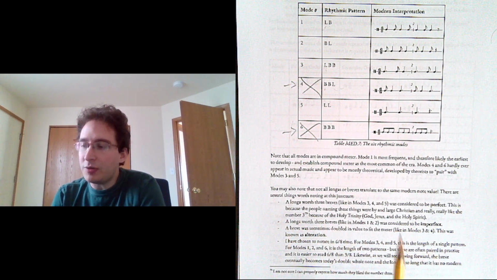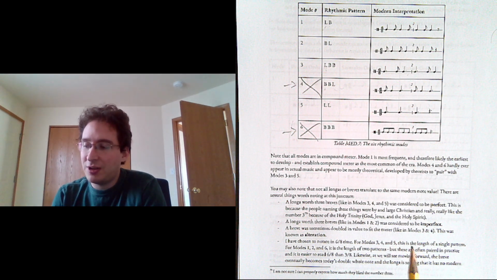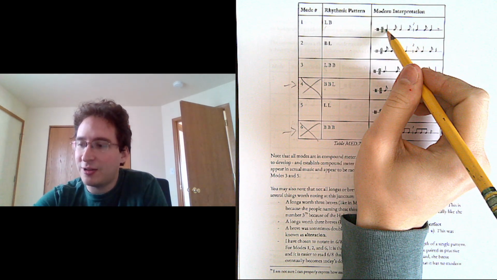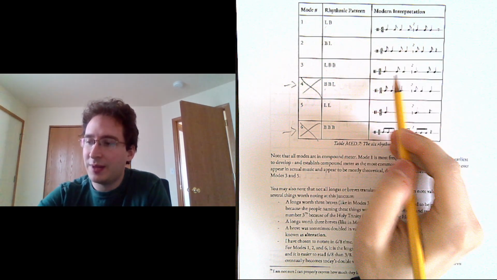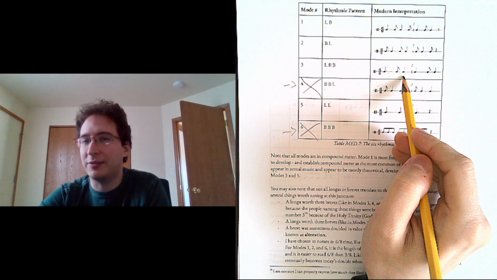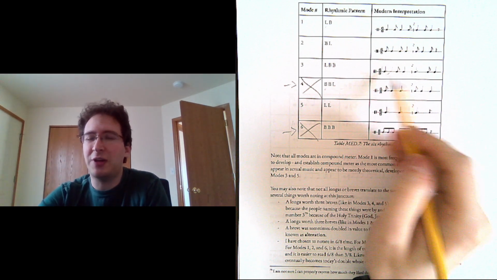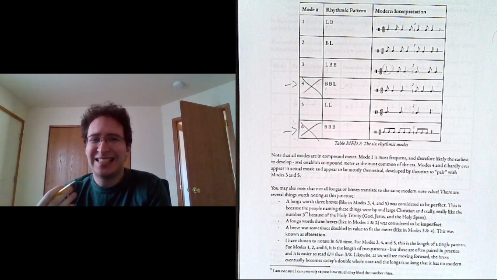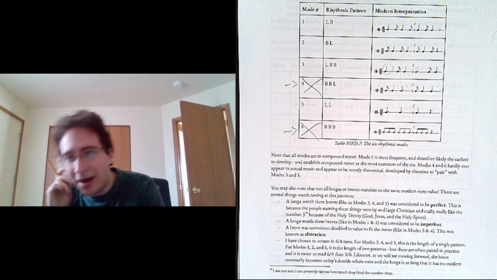You might also notice that not all longas and brevs are the same length. So here, the long is a quarter note, the brev is an eighth note. Here, the long is a dotted quarter note, a brev is an eighth note, and then it's also a quarter note. Both of the brevs are still shorter than the longa.